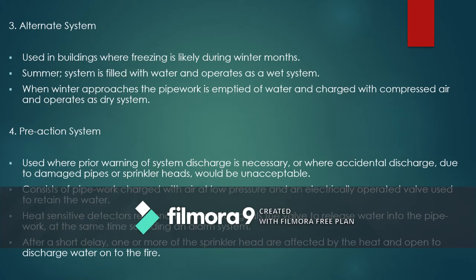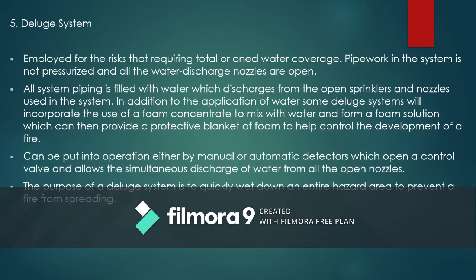water onto the fire. And the last one is deluge system, employed for risks requiring total or one-shot water coverage. Pipework in the system is not pressurized and all the water discharge nozzles are open. All system piping is filled with water which discharges from the open sprinklers and nozzles used in the system.